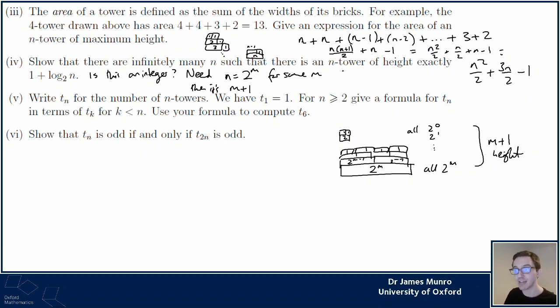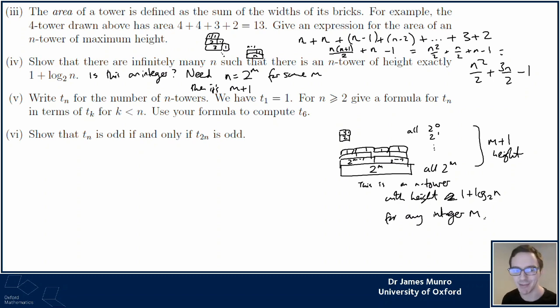So actually there is a tower. This is what I want, isn't it? This is an n tower. This is an n tower with height 1 plus log base 2 of n, because that's 1 plus m. And I can do it for any integer m.